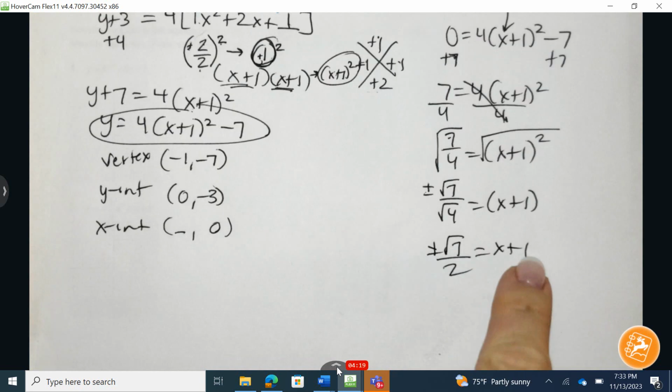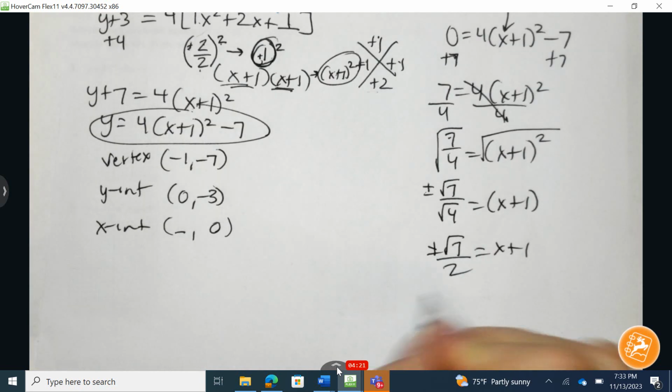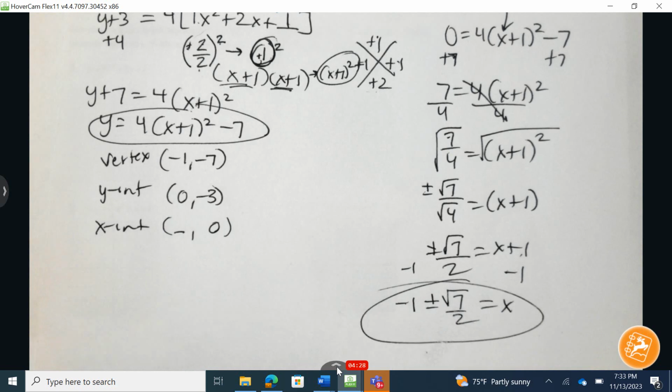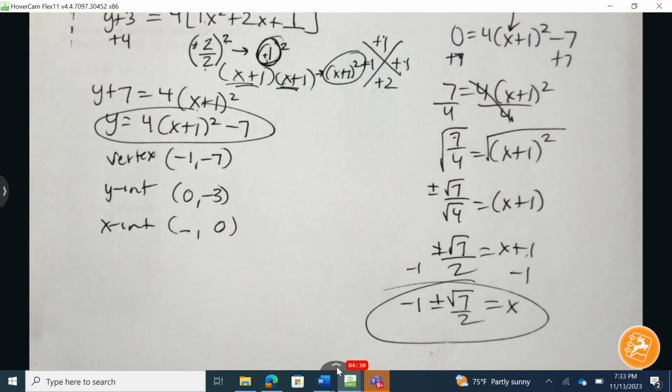And now to isolate the x, I'm going to subtract 1 to the opposite side. So when the 1 moves over, it's negative. So negative 1 plus or minus the square root of 7 over 2. This answer is totally fine. You may have seen if you looked at what was provided to you that maybe they used the quadratic formula. It was just in a little bit different form.